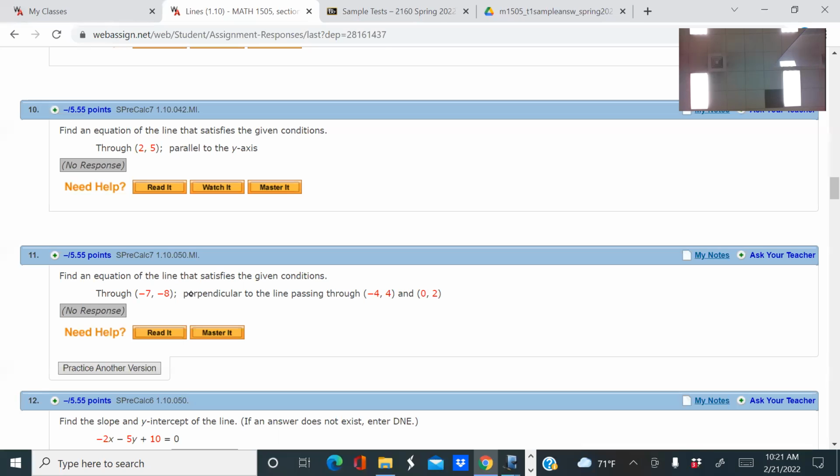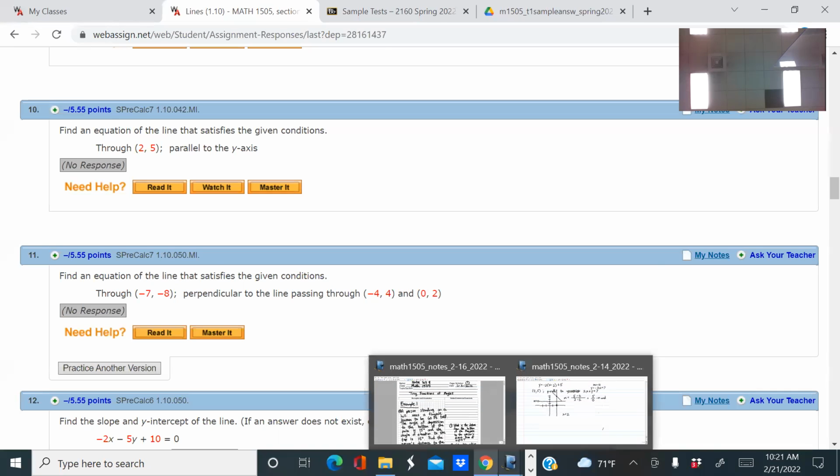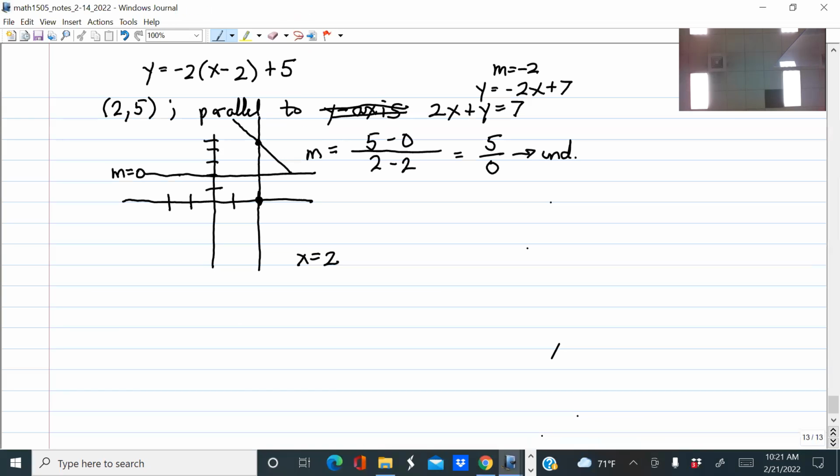Did y'all write those points down so I can put them over here on the notes? Let's see what were they. We want the line that goes through -7, -8, and is perpendicular to the line that passes through, what was it? -4, 4, and 0, 2.